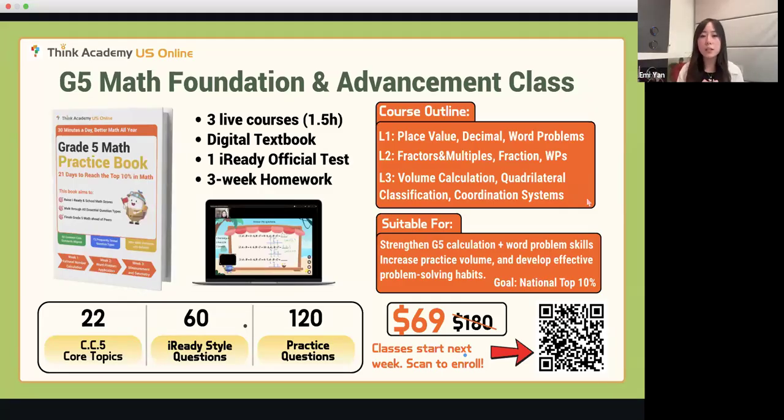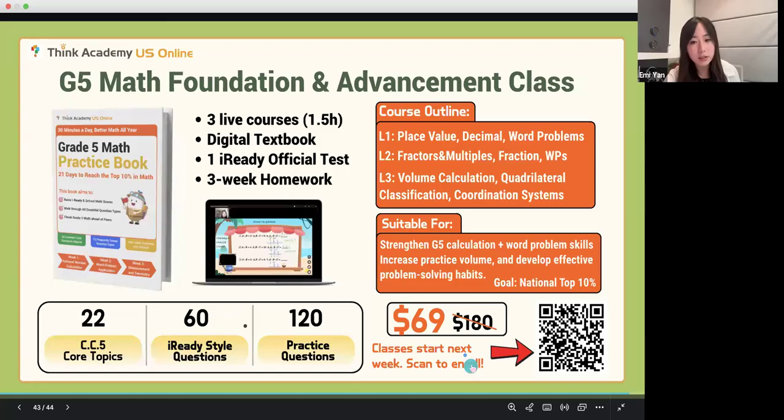And we designed the course for those students. So if you're looking to strengthen grade 5 calculation and word problem skills, or if you want to increase the practice volume and develop effective problem solving habits, or if your goal is to reach the national top 10%, then the course is for you. So right now the price is listed here, $69.